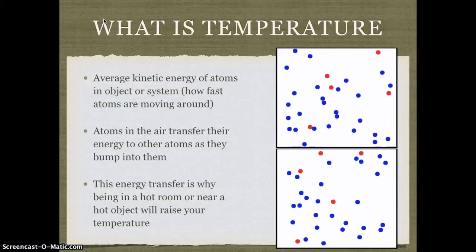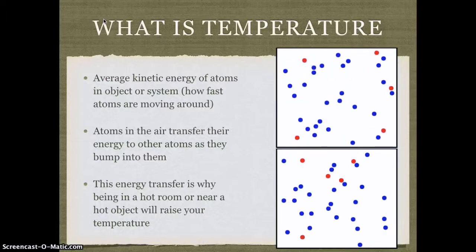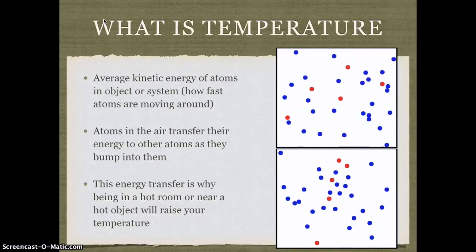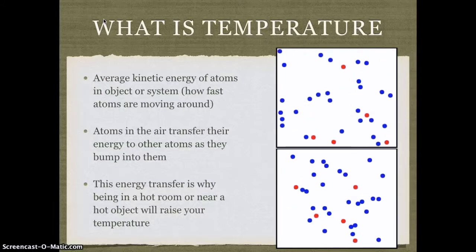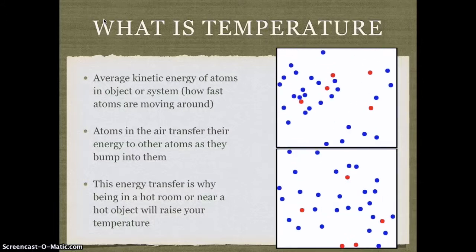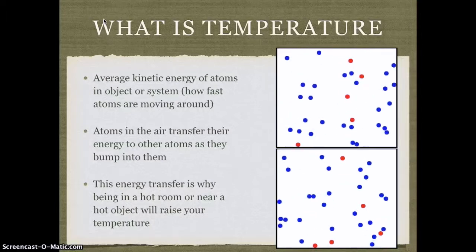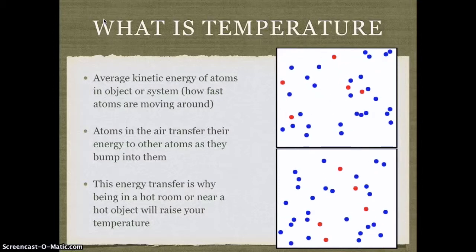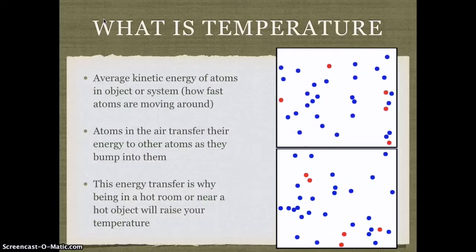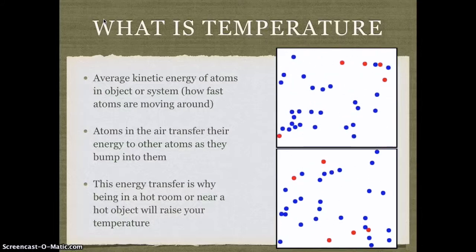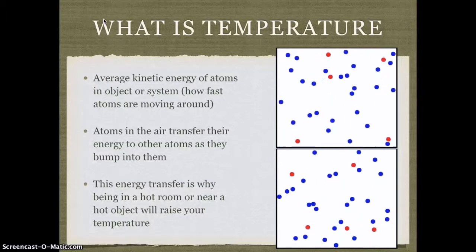Alright, so temperature is the average kinetic energy of atoms in an object or system. So basically that's just how fast atoms are moving around in the air or in an object. In the pictures on the right, if you can imagine the dots as atoms or molecules in the atmosphere, as they bounce around, they bump into each other. The faster they move, they're considered to have higher temperatures, and the slower they move, they're considered to have lower temperatures. In the top, you can see that there's more motion, so that one is going to be considered to have a higher temperature than the one on the bottom, which has less motion.